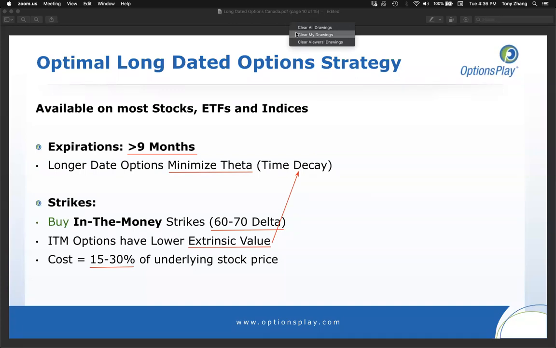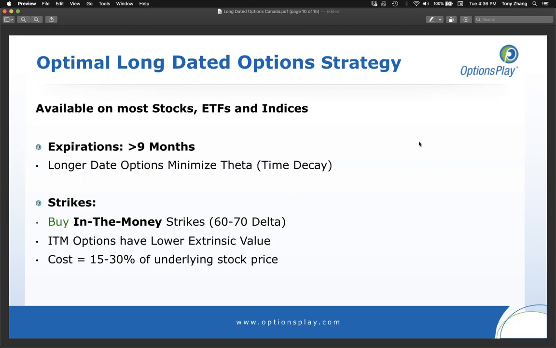Now, again, there are various reasons why you might want to do that. Either you're working with a smaller portfolio and you don't have the capital to buy 100 shares of the stock, so you can try to control 100 shares of the stock with an option. Just keep in mind that when you do that, the stock needs to make a bigger move before the strategy is profitable. So there are some limitations to the strategy. Make sure you understand those limitations before you actually start trading them.